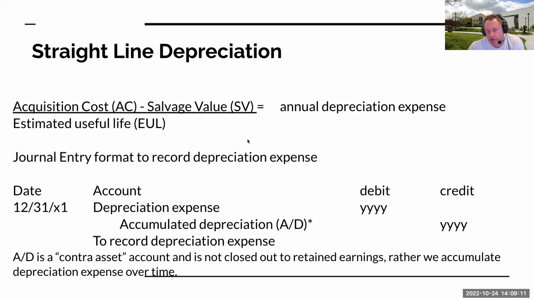Now, when we record depreciation expense, we're going to do it very specifically. We always do this no matter what method. I debit the expense and I'm crediting not the asset itself, but a contra asset account. It's called accumulated depreciation. It's a contra asset because it's going to reduce the carrying value of the equipment. What's very important here is that this is not going to be closed out to retained earnings like depreciation expense will be, because that indicates how long we used it for during the period. Rather, we're going to accumulate that depreciation expense over time.